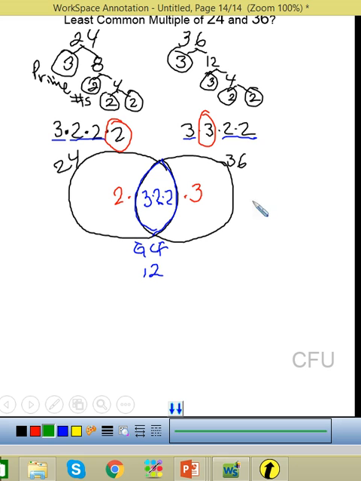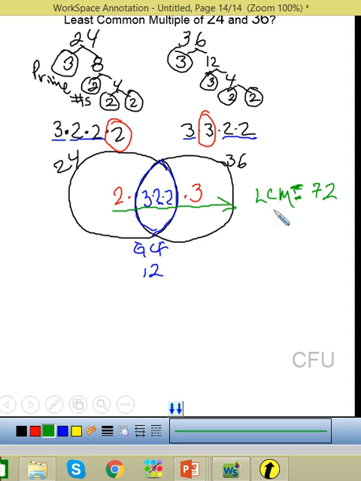Now, to get the least common multiple, all I have to do is multiply all these prime factors together. Here we go. Least common multiple. Oh, my bad. Least common multiple. All right, so for the least common multiple, I multiply all of these. So, what was our greatest common factor? 12, and we're left with 2 and 3, right? What is 2 times 3 times 12? 72 is our least common multiple. Everybody got it? And that's it.